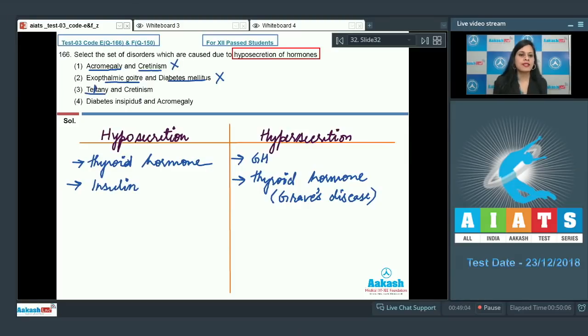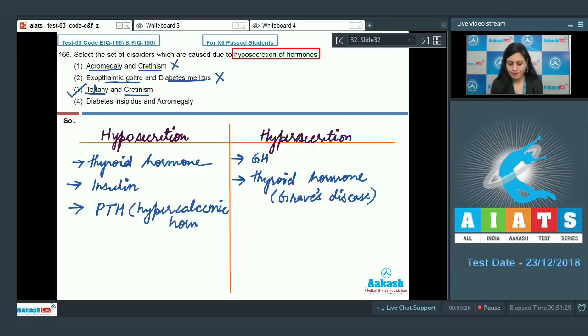The next option given is tetany and cretinism, and this is a correct answer to our question because in tetany there is reduced level of calcium in blood which can be caused due to the hyposecretion of PTH, that is parathyroid hormone. This parathyroid hormone, which is a hypercalcemic hormone that increases the blood calcium levels, when deficient or hyposecreted, will lead to low level of calcium in blood, thereby causing tetany. The next disease is cretinism, and cretinism is due to the deficiency of thyroid hormone. So this is a correct answer to our question.